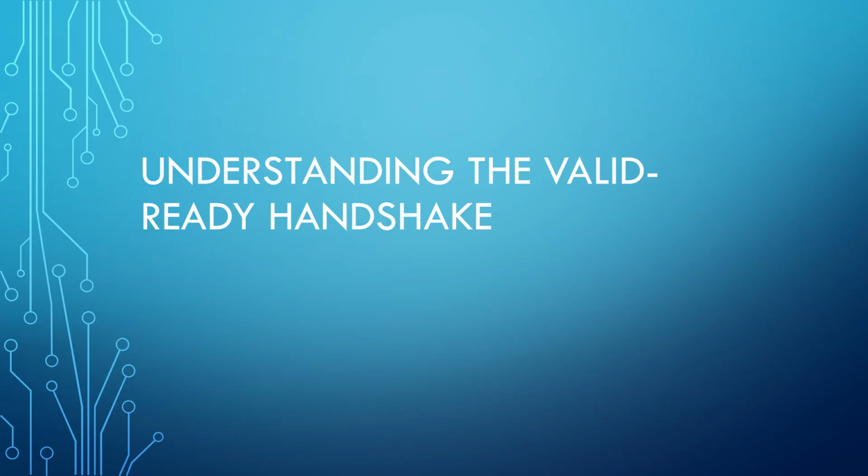Today we'll be understanding the valid and ready handshake mechanism, and how we'll be using it in our real-time scenario. As we all know, these ready and valid signals are used in our AMBA protocols like APB, AXI and AHB. So let's get started.